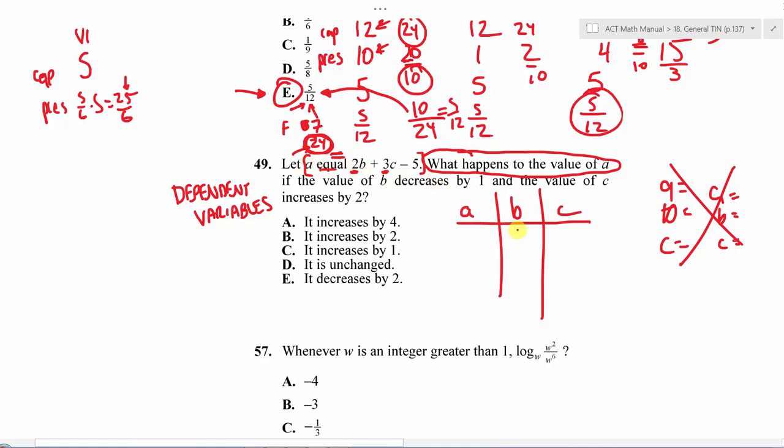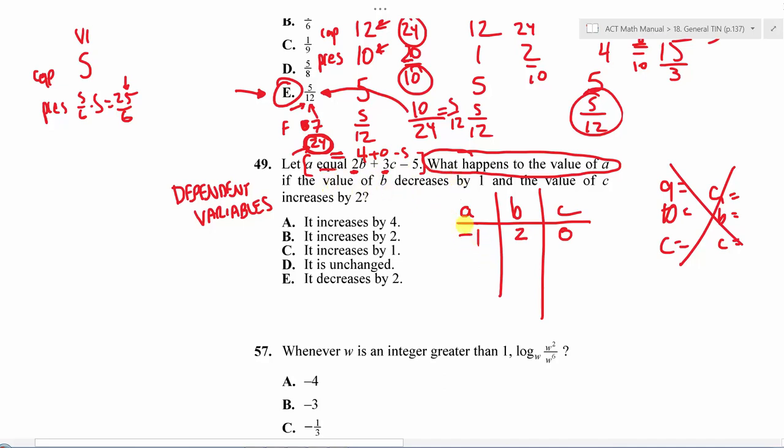Let's make B 2, and we're going to get cute here, and make C 0. Remember, on general tin questions, it's perfectly fine to use 0 or 1, so let's do it. So A is going to equal 4 plus 0 minus 5. So A is going to equal -1. Again, use your calculator if you need to, but 4 plus 0 minus 5 is -1.